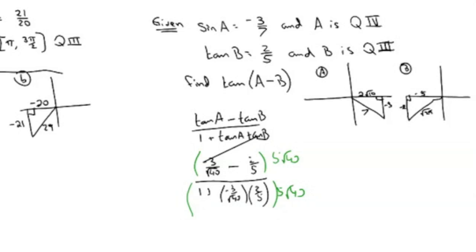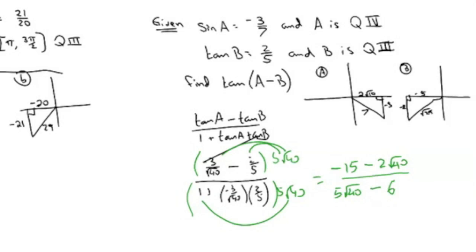Try to simplify it. This times this would be negative 15. This times that is 2 times the square root of 40. This times that, of course, is 5 square roots of 40. It's still ugly. Let's just do plus and then minus 6. This is 5 square roots of 40 times this product, and the bottom has a 5 square roots of 40 in it, so the 5 square roots of 40s cancel, and you're left with minus 6.